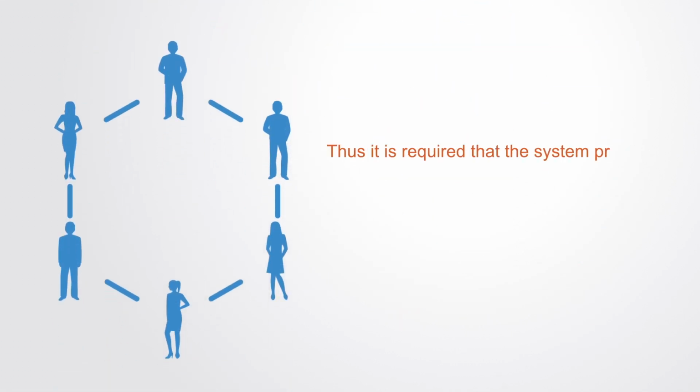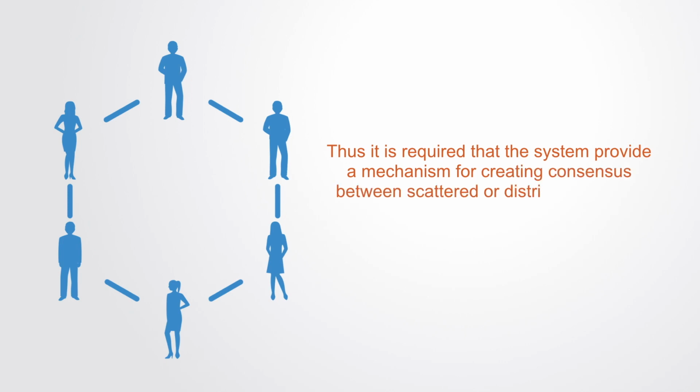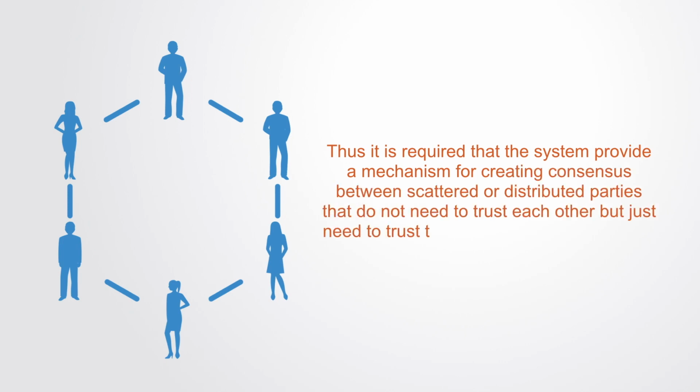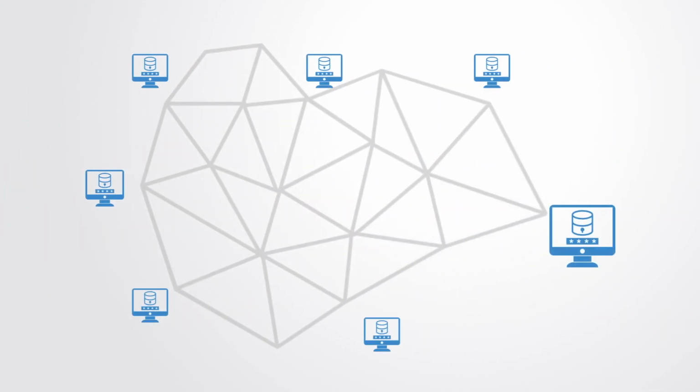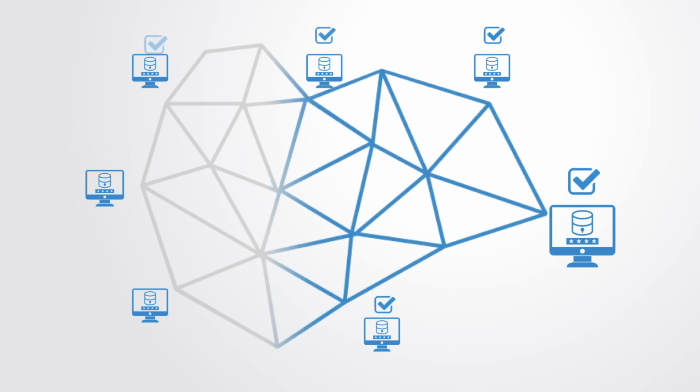Thus, it is required that the system provide a mechanism for creating consensus between scattered or distributed parties that do not need to trust each other, but just need to trust the mechanism by which their consensus has been arrived at. Any computer that is connected to the blockchain network and using a client can perform the task of validating and relaying transactions. Each of these so-called miner computers gets a copy of the blockchain, which gets downloaded automatically upon joining the network. When new entries into the database are made, these changes are automatically broadcast across the network.